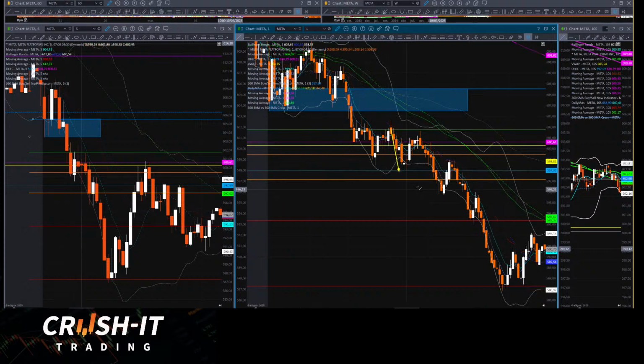I didn't know, and I don't think anybody else knew that we were going to have this ginormous move to the downside on all the tickers yesterday. I didn't know that. I don't think anybody knew that. Okay, but this was the move I was looking for.